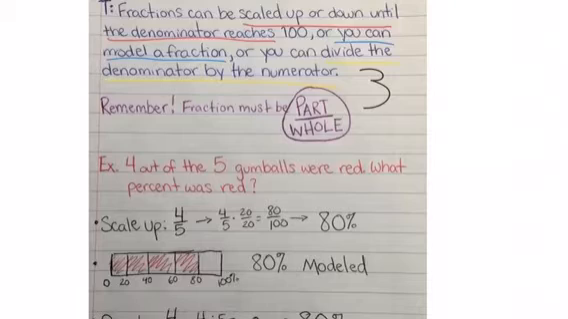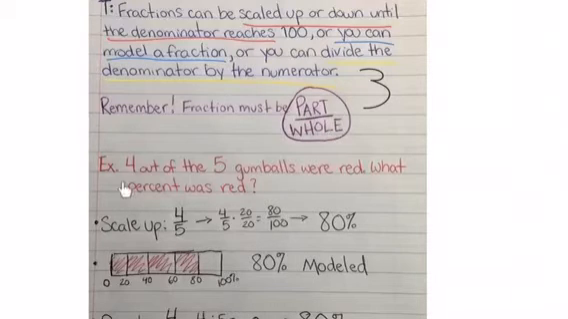A very important thing to remember while we're doing this is that a fraction must be part to whole. So the whole has to be on the bottom. The whole, not as in there's a hole in that thing, but whole as in it's not broken up. So we have the part to the whole.